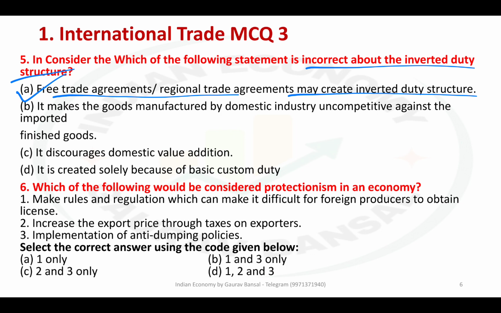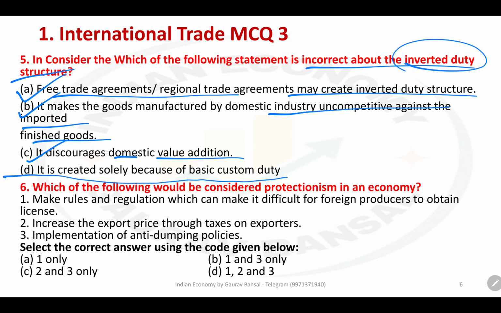So it happened that on the raw material we had higher duty and on the finished products we had lower duty. This is actually an inverted structure. It happens because of trade agreements commonly. Second, it makes the goods manufactured by domestic industry uncompetitive against the imported finished products. So B is also correct. C, it encourages domestic value addition. C is also correct. D, it is created solely because of the basic custom duty. That is incorrect. So we had to identify this.